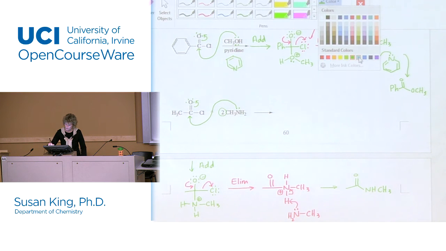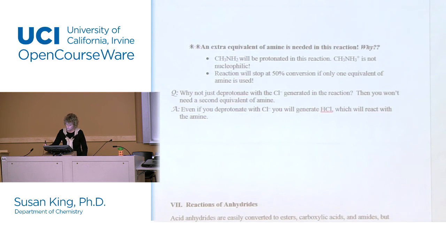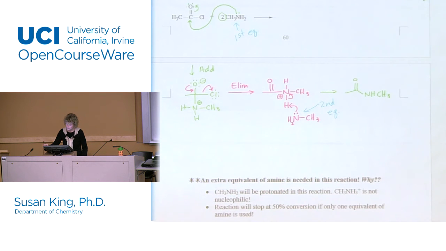All right, so let's take a look here. This is our first equivalent, and here's our second equivalent. Sorry about that. So an extra equivalent of amine is needed in this reaction. Why? CH3NH2 will be protonated in this reaction, and CH3NH3+ is not nucleophilic. If we don't have a second equivalent of amine in there, then we will protonate the remaining amine and we will only get 50% conversion. So the reaction will stop at 50%, so that's the problem with that one.